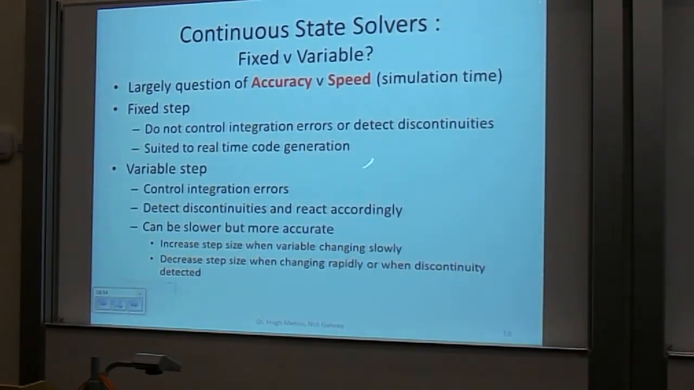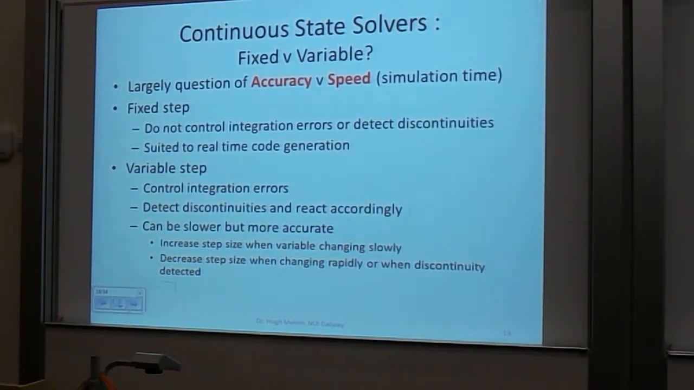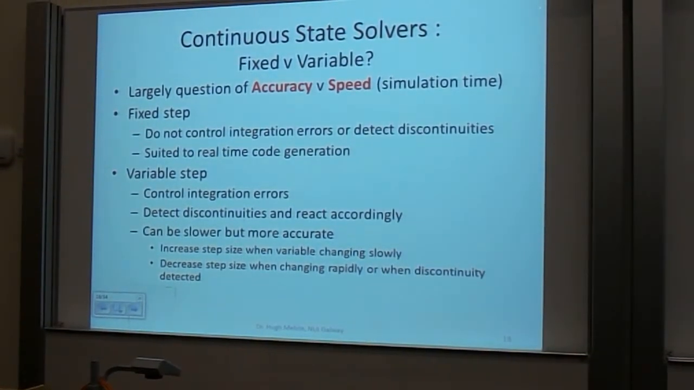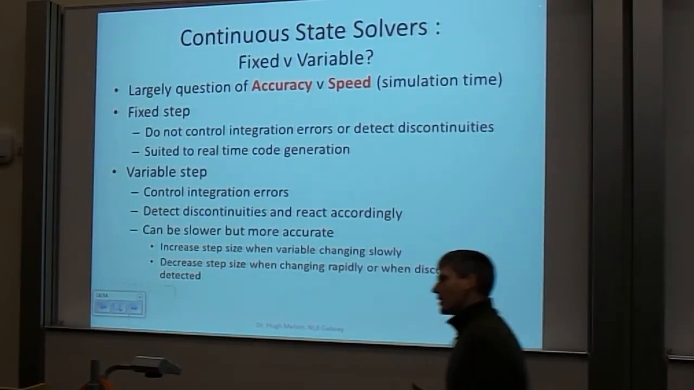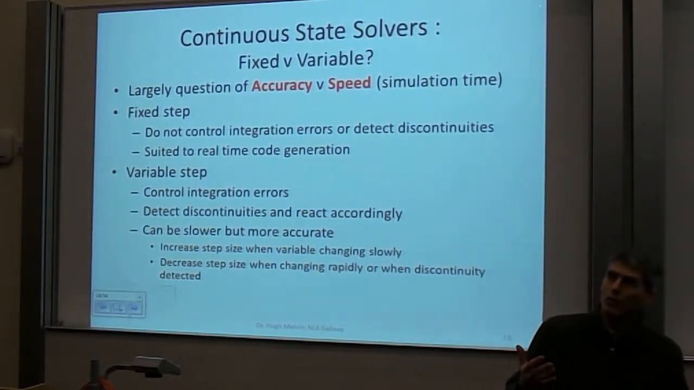So if you have a fixed step model, so in other words it runs at fixed intervals, you can indeed miss these change points. And as a result, you don't control the integration errors. So in other words, you're saying, to hell with it, I don't care what size of an error there might be, I just want to run the model at every so many time units. And obviously you don't detect discontinuities either. On the positive side, it's suited to real-time code generation. Now intuitively, why do you think a fixed step size suits real-time code generation?